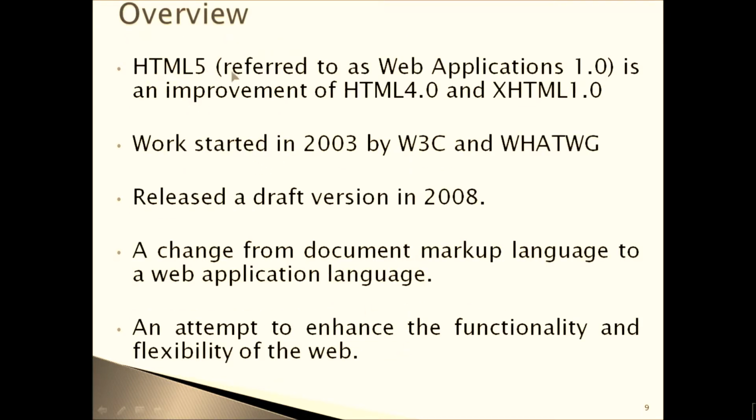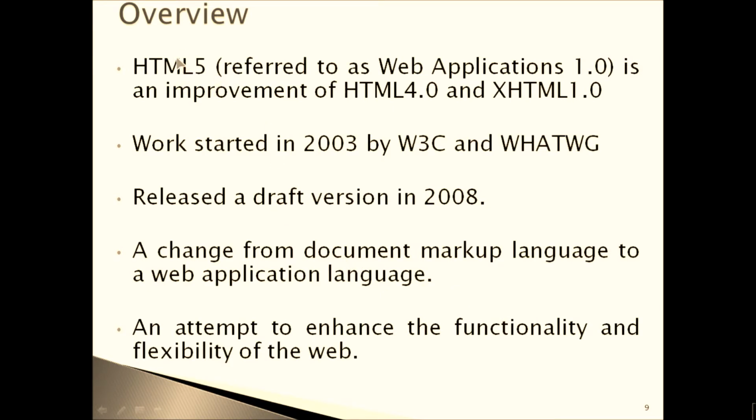So HTML5, referred to as Web Applications 1.0, is an improvement of HTML 4.0 and XHTML 1.0. This work started way back in 2003 by W3C, World Wide Web Consortium, and WHATWG, and a draft version was released in 2008, with a change from a document markup language to a web application language. This is important. It is an attempt to enhance the functionality and flexibility of the web.